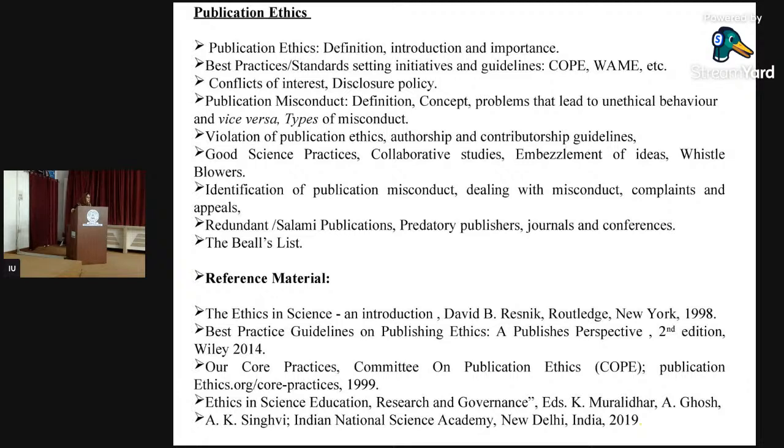What do you think would be the necessity? It is to educate. It is to make research scholars aware of why it's necessary to publish ethically and maintain the highest standards of morals, right? So this is the reference material. I hope you have taken pictures, but I'll also be sharing the reference material with you.